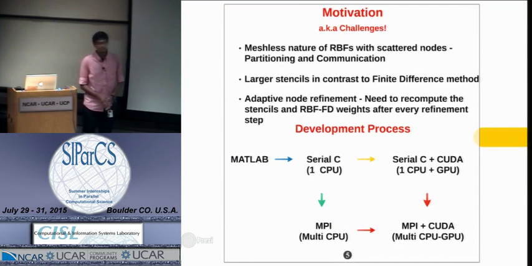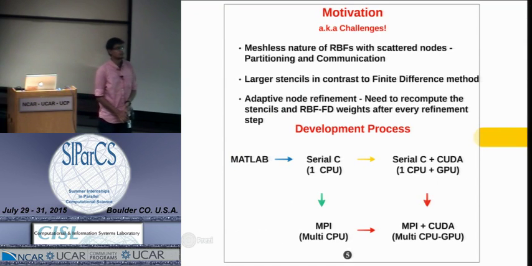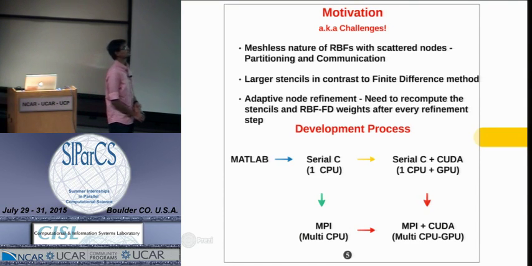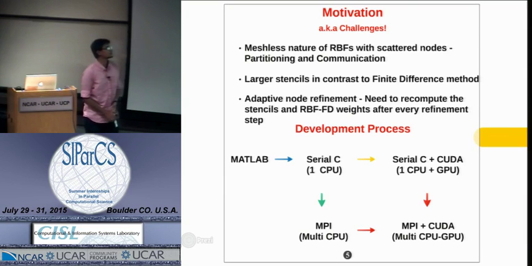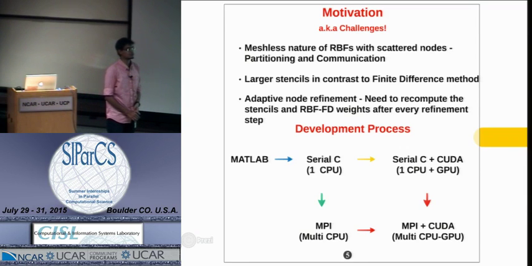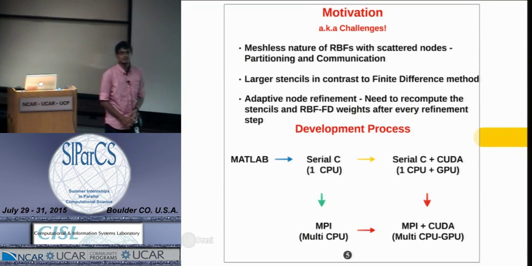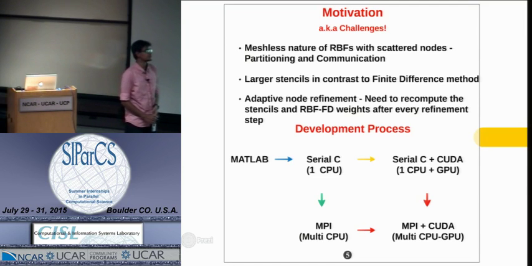So the motivation and the challenges for this project are, since we are working with the scattered nodes, the partitioning and the communication are challenges here. It is really difficult to find a partitioning scheme that would give us good load balancing as well as minimize communication, because we are working with the scattered nodes as opposed to structured grids. And also, in contrast to the finite difference methods, we have large stencils. That means we have a lot more computation.